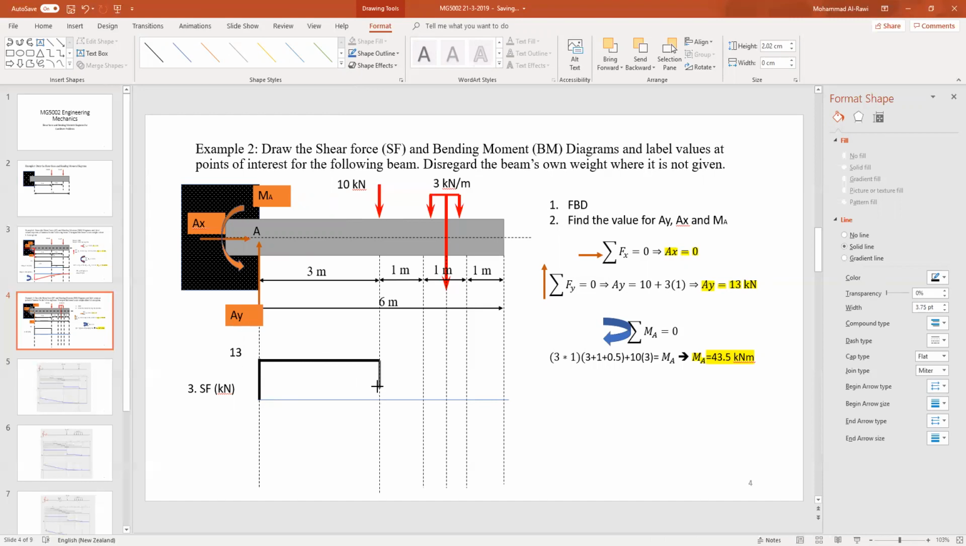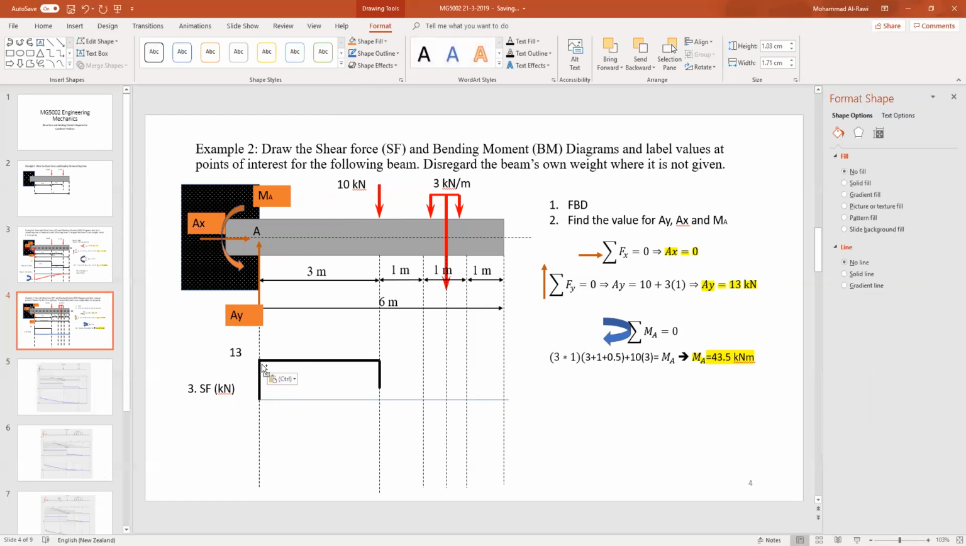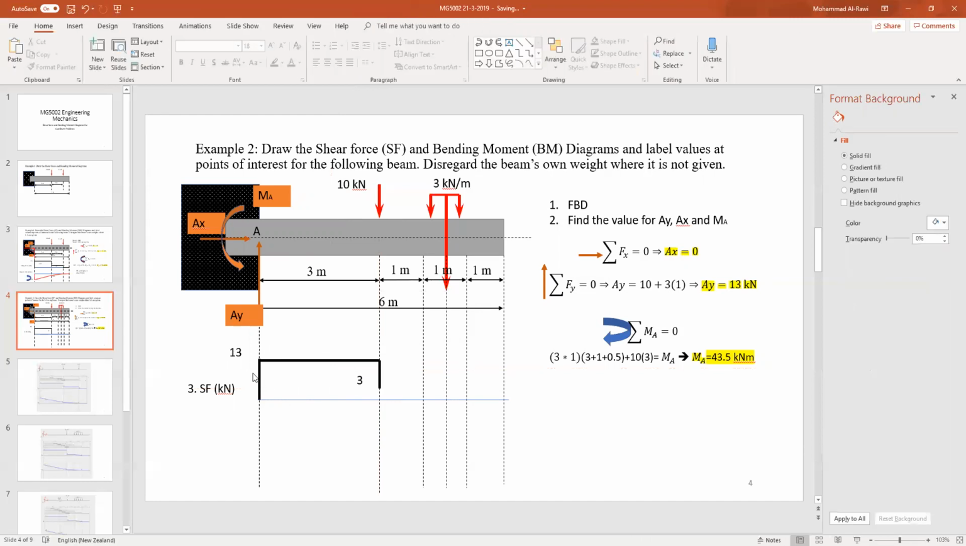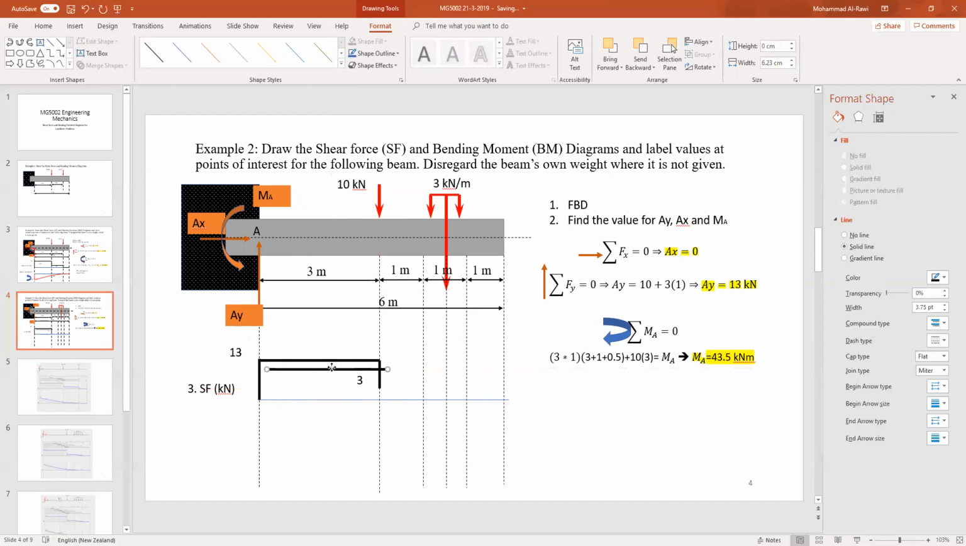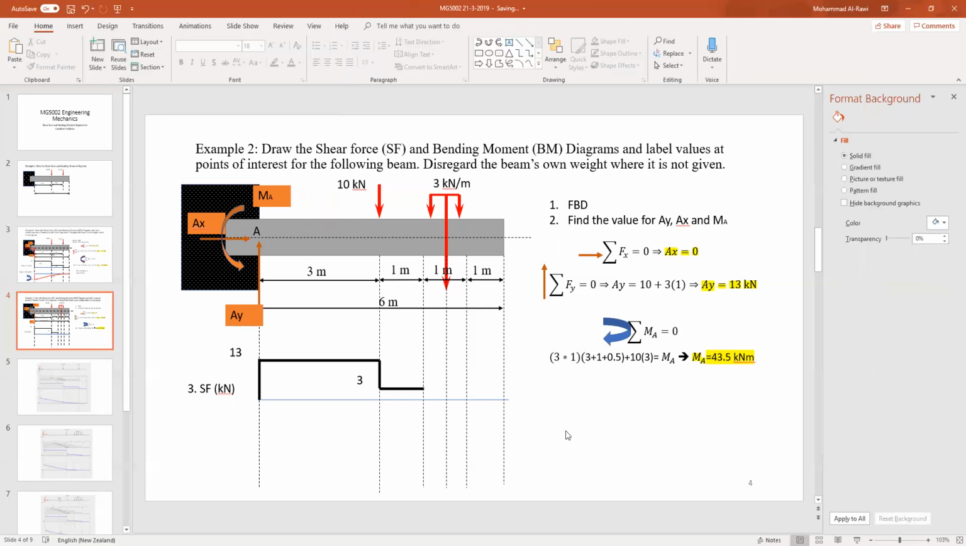I'll go up about this point and then copy this number and say this is 3 kilonewtons. Again, there is no change in the structure of the shear force diagram till I reach the point where the UDL is. The UDL is about this point.